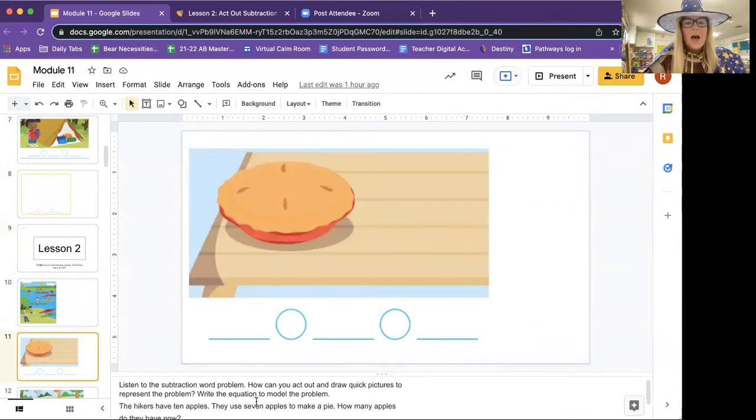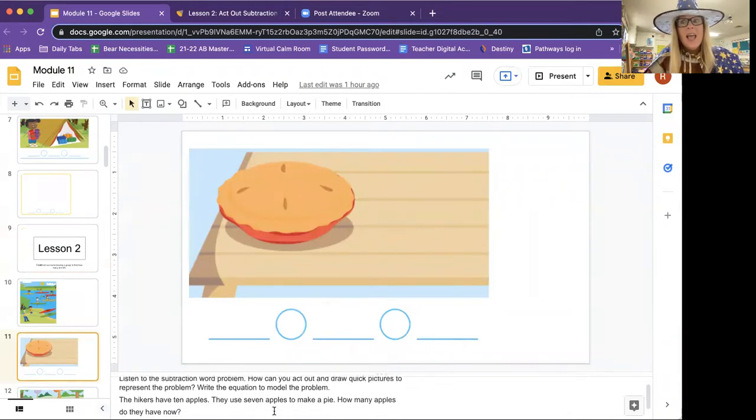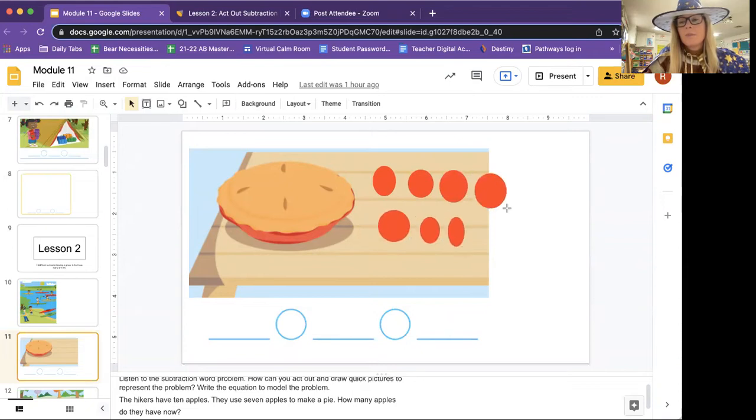There's an apple pie. Let's see. The hikers have 10 apples. They use 7 apples to make a pie. How many apples do they have now? So we're going to draw a quick picture. Remember, we're not going to draw actual apples, right? I'm going to do circles to represent the apples. How many apples do they have? 10. 1, 2, 3, 4, 5, 6, 7, 8, 9, 10.